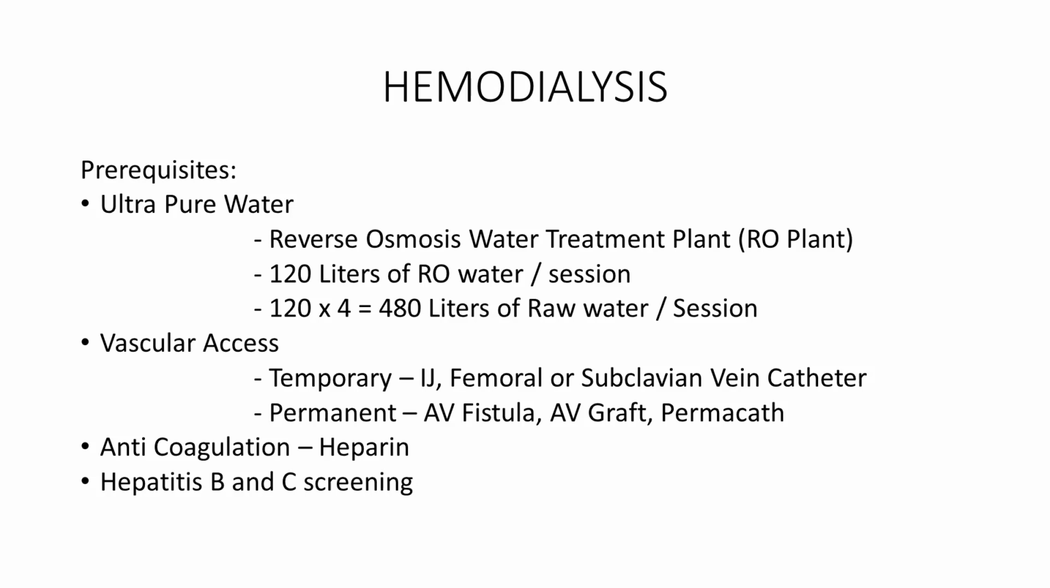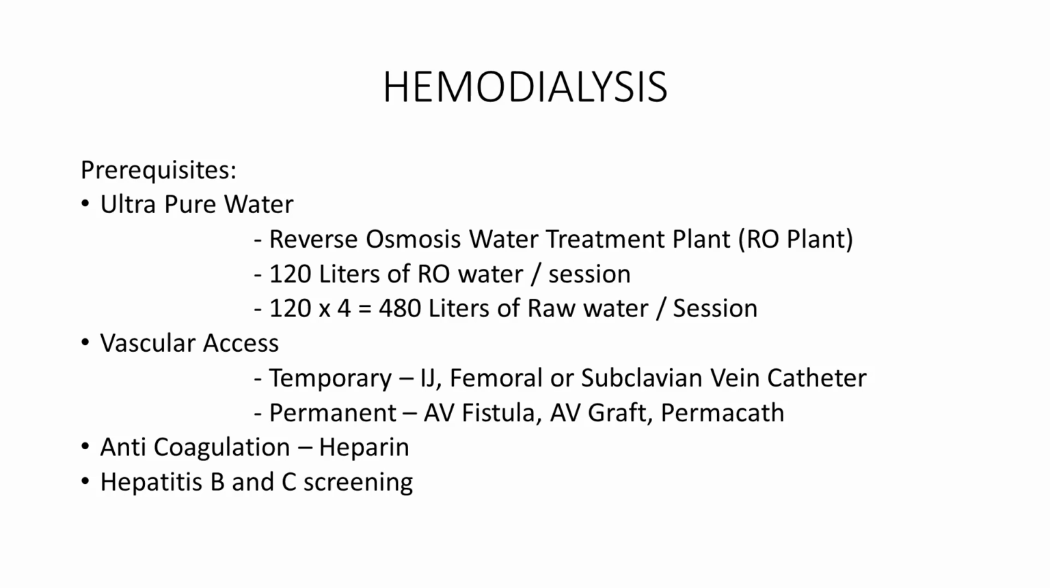To get the ultra pure water of 120 liters, you require 4 times of raw water, that is 480 liters. So in reality, each dialysis session needs 480 liters of water to perform one successful dialysis, which is usually of 4 hours. From this 480 liters, you get 120 liters of ultra pure water.